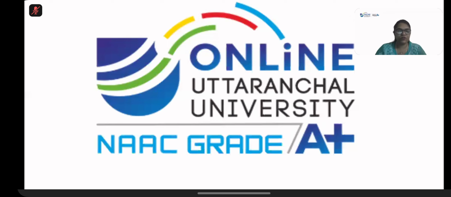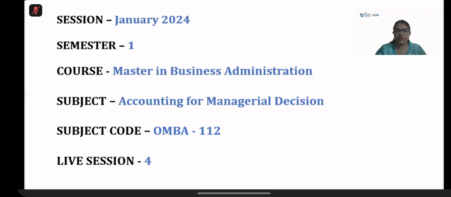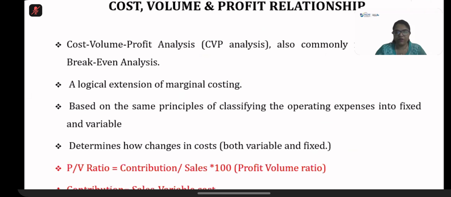So, very good evening, students. Today we are going to start with the remaining topics for our Unit 2. So, firstly, we are going to discuss about cost, volume, profit analysis. And today we are going to solve some sums also of this. So, firstly, we'll quickly have a look on all the things and then we'll solve the sums.